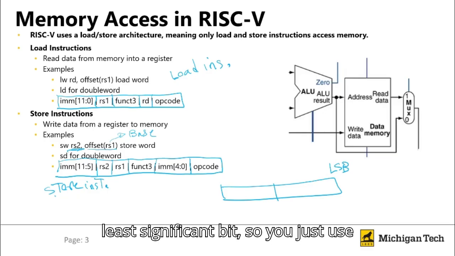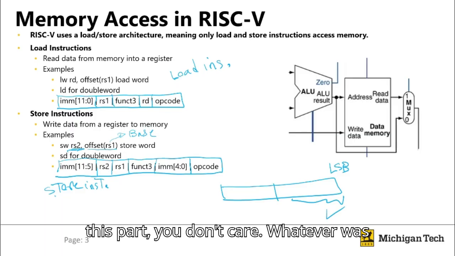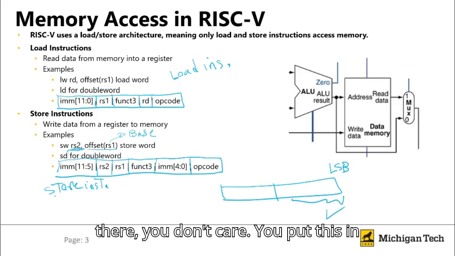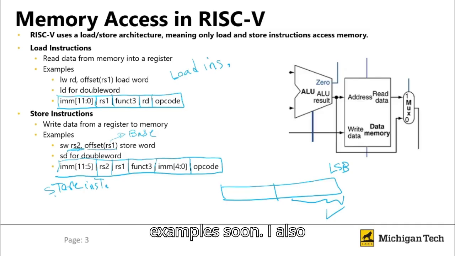Least significant bit, so you just use this part of that. And this part, you don't care. Whatever was there, you don't care. You put this in the memory. Okay, so we can see more examples soon.